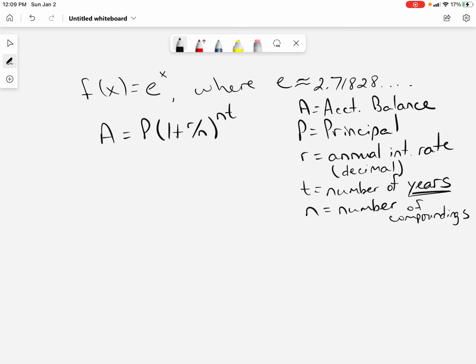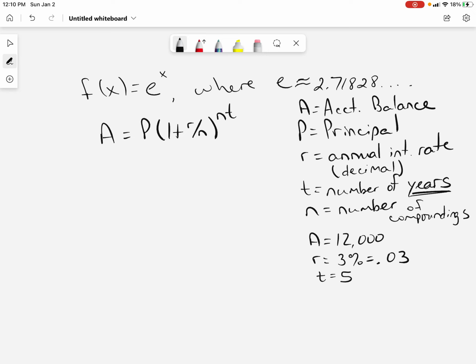Okay, so if we invest $12,000, that means that our P is $12,000. Right? That's how much we put in the account at the beginning. You invest $12,000 at an annual rate of 3%. So my rate is 3%, but that must be converted to a decimal, which means I move the decimal 2 places to the left, so that becomes 0.03. Find the balance after 5 years. So that means that my t, my number of years, is 5 for each type of compounding.